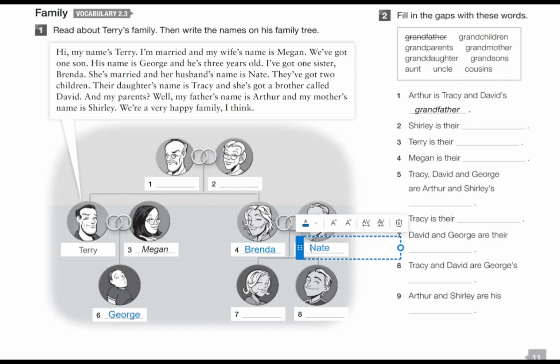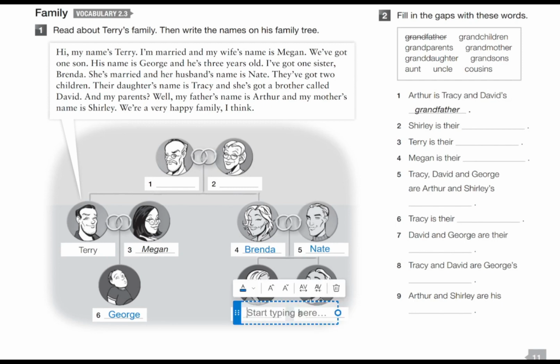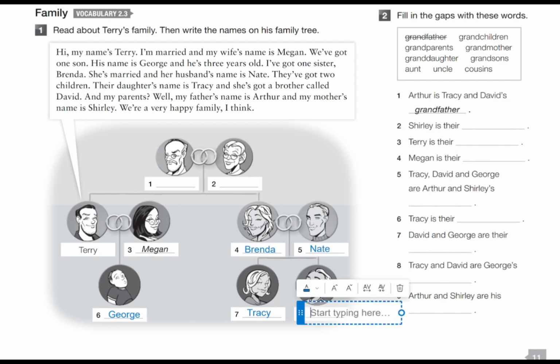There you go, guys. That's it. That's done. They've got two children. As you can see, they've got two children, 7 and 8. Their daughter's name is Tracy. So this girl's name is Tracy. We're going to write it down. Tracy. And she's got a brother called David. So this one is David, guys. There you go. So number 8 is David.